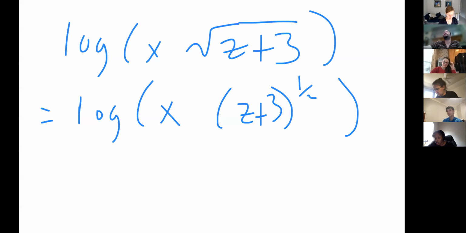Recording again. Before we go into condensing these things, I want to do one more expansion problem. I just came up with this problem. If we have something like log of x times the square root of z plus 3, I went ahead and made this an exponent of 1/2. So this is the same thing as saying log of x times z plus 3 to the 1/2 power. How would I expand something like this?